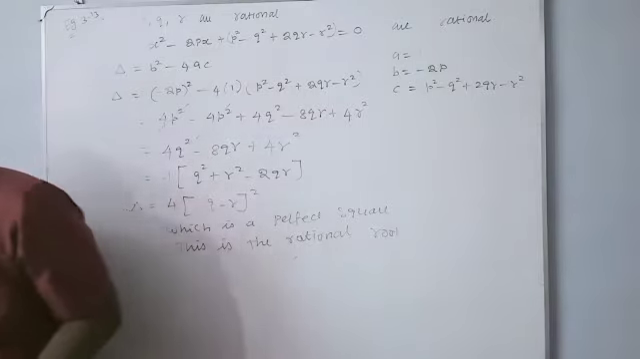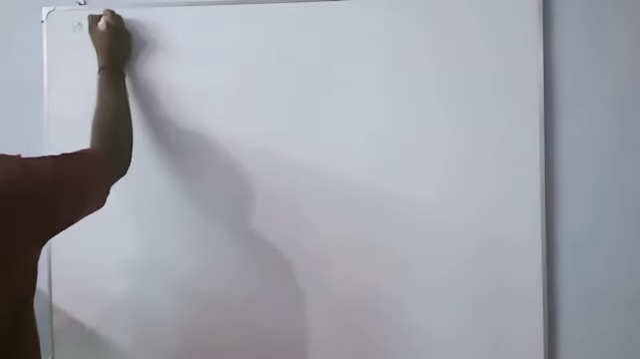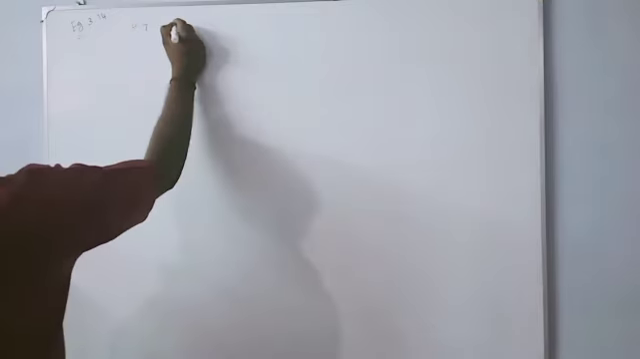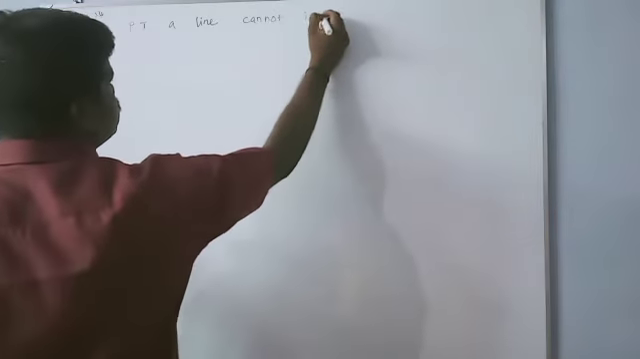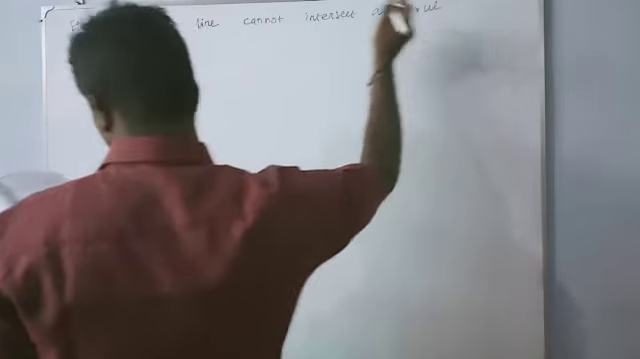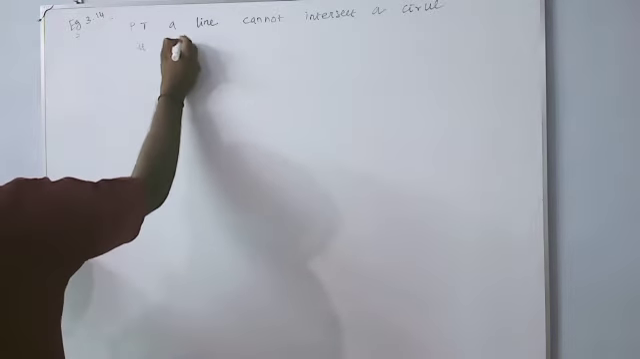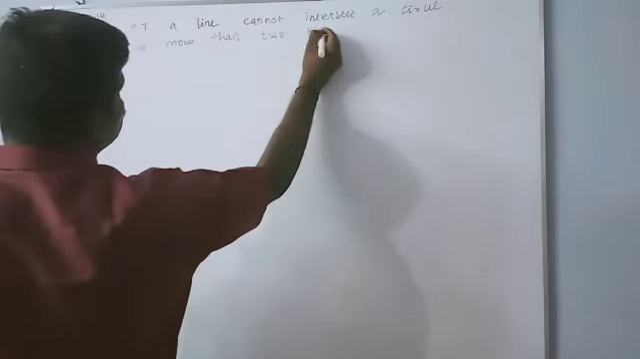Next example 3.14. Prove that a line cannot intersect a circle at more than 2 points.